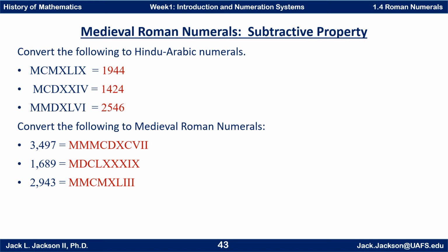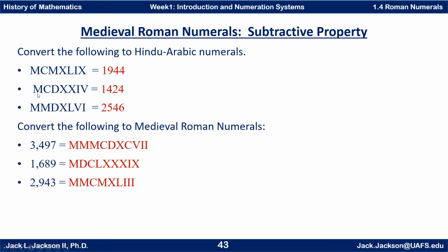All right, let's look at the first one. M equals 1,000. CM is 1,000 minus 100, which is 900. XL would be 50 minus 10, which is 40. IX would be 10 minus 1 is 9. And so we add the 1,000, the 900, the 40, and the 9 together to get 1,949.